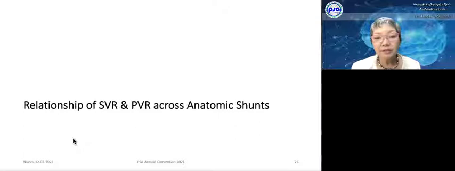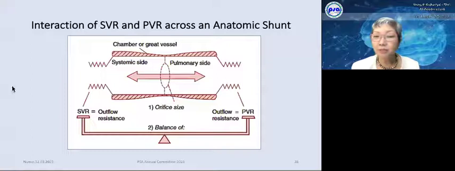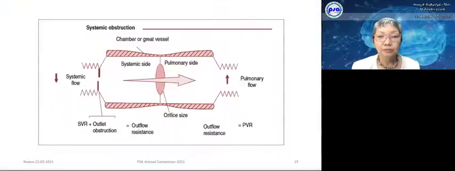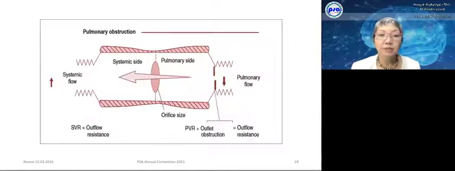Moving on, let's try to understand the relationship of SVR and PVR, and simply put it, we want a balanced shunt. So across a shunt, the orifice may be small or large, but there can be a balancing of this outflow resistance to the systemic or the pulmonary side. Should there be a systemic obstruction, then the direction of flow is going to the pulmonary side. Should there be a pulmonary obstruction, then the direction of flow should be to the systemic side.